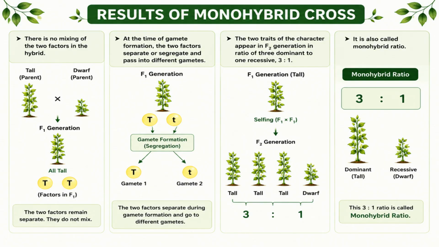Mendel also noticed a fixed pattern in the F2 generation. The traits appeared in the ratio of 3 dominant to 1 recessive. For example, in plant height, 3 plants were tall while 1 plant was dwarf. This ratio is called the monohybrid ratio.